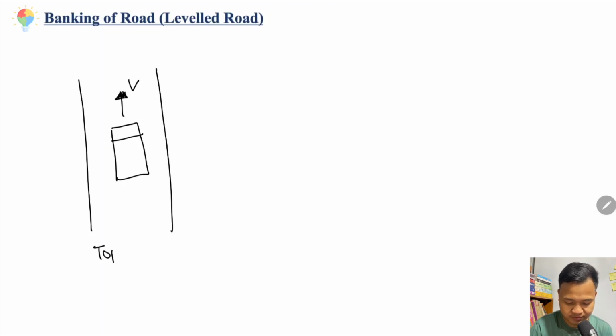So this is the top view. If you view it from the back side, the back view will be like this.